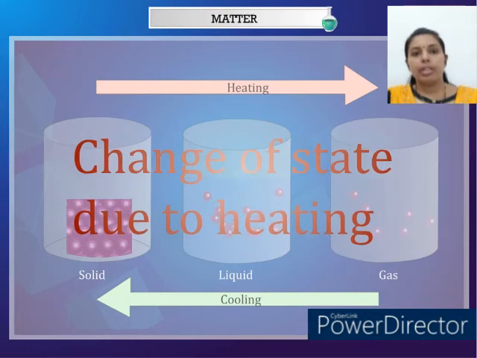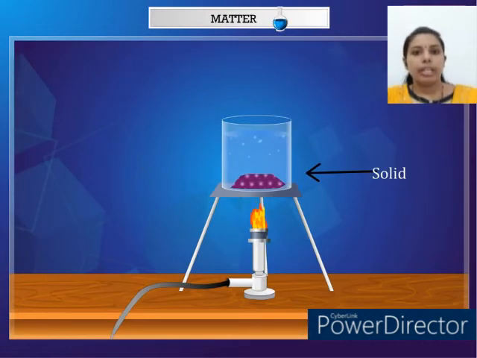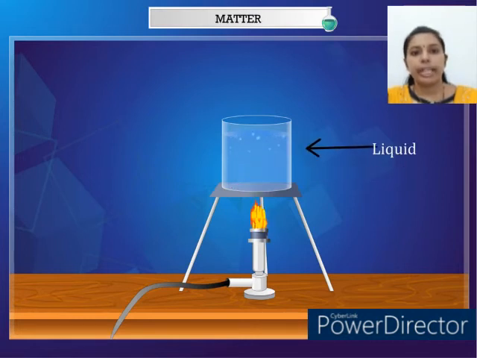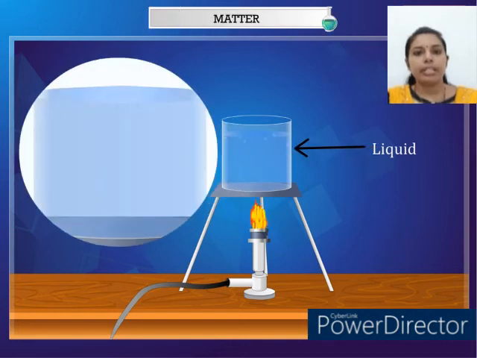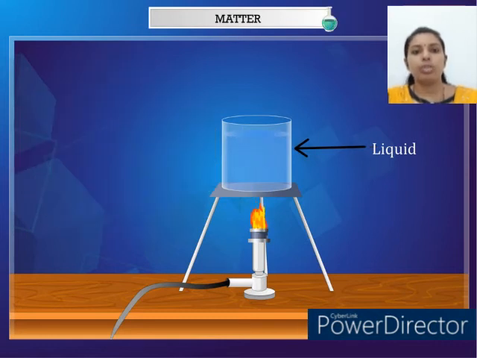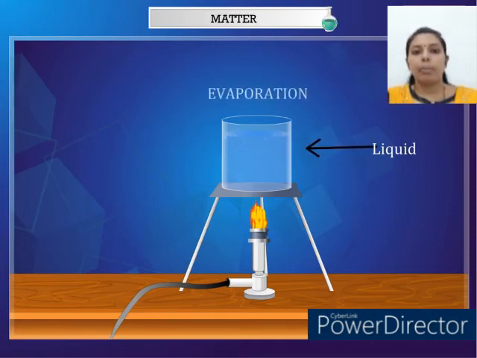Change of state due to heating. If we heat a solid, it will soon turn into liquid. This process is called melting. If we further heat the liquid, we will see bubbles rising to the surface of the liquid. This is called boiling. Soon the liquid will change into vapor. The change of liquid to vapor on heating is called evaporation.